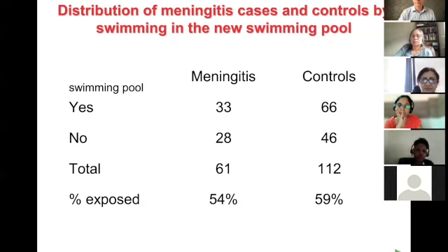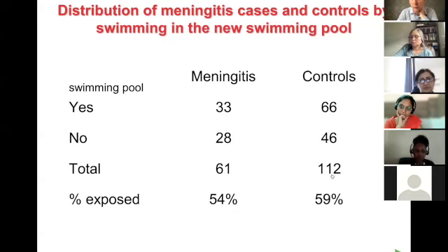I just have a question about this slide. If we are looking at the controls, we have the disease more in the controls than in the exposed, right? Those are all, they have no disease, they have only exposure. Because the cases are the ones with the disease. They all, these 61 have the disease. And these 112 have no disease. But some of them have been in the swimming pool.